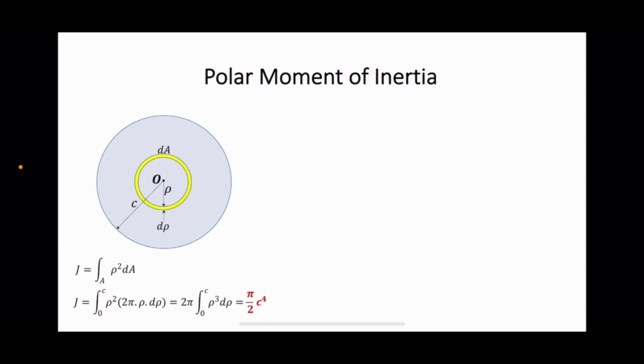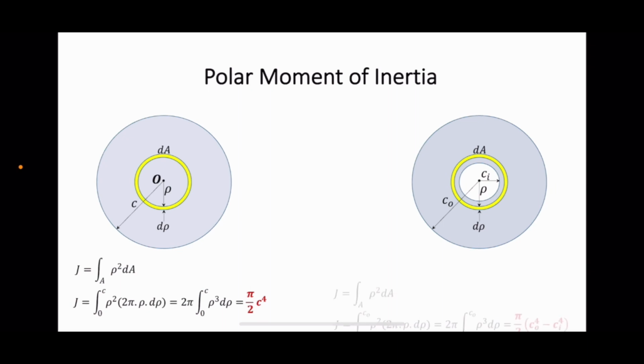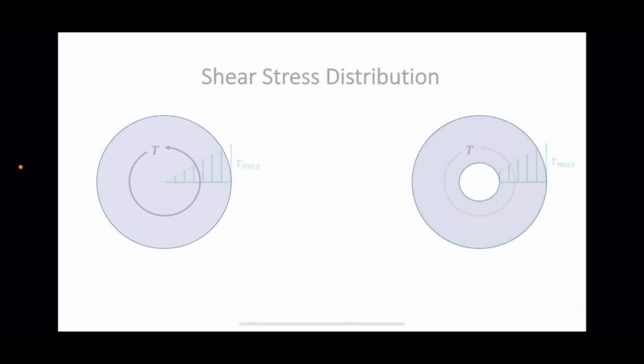In the case where the shaft is hollow, we can follow the same procedure to find the polar moment of inertia of its cross-section. In that case, the polar moment of inertia depends on the inner and outer radius. With the above result, we can now visualize the distribution of shear stress on the cross-section of a shaft for both solid and hollow shafts shown on the screen.